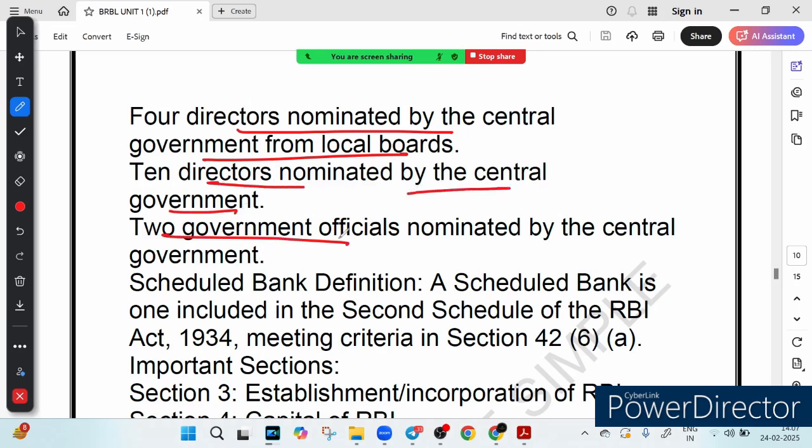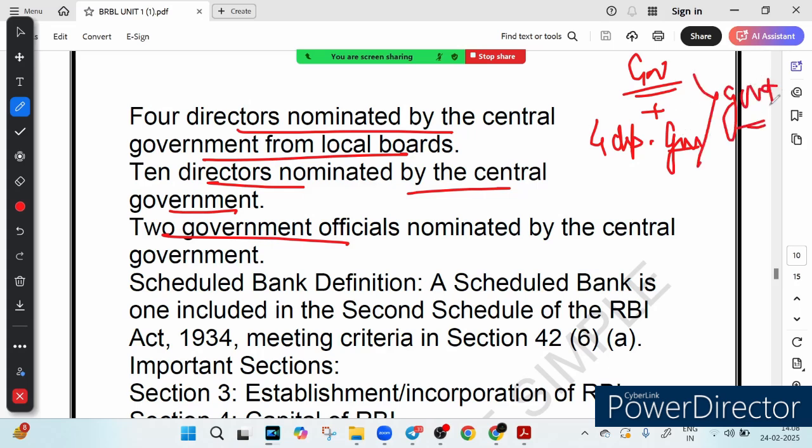So basically, what we are talking about is the Central Board of Directors of the RBI. Again, I am repeating: first is the governor, and up to 4 deputy governors. They are appointed by the central government, right? And 4 directors are nominated by the central government, and 10 directors are also nominated by the central government along with 2 government officials. So this is the constitution of the Central Board of Directors.